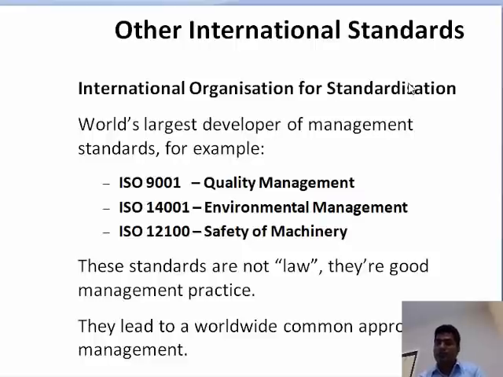Other international standards: there are other international standards which also ensure health and safety at the workplace. The International Organization for Standardization, you already know about ISO, is the world's largest developer of management standards. For example, ISO 9001 ensures quality management. ISO 14001 ensures environmental management. ISO 12100 covers safety of machinery. These are the ISO standards.